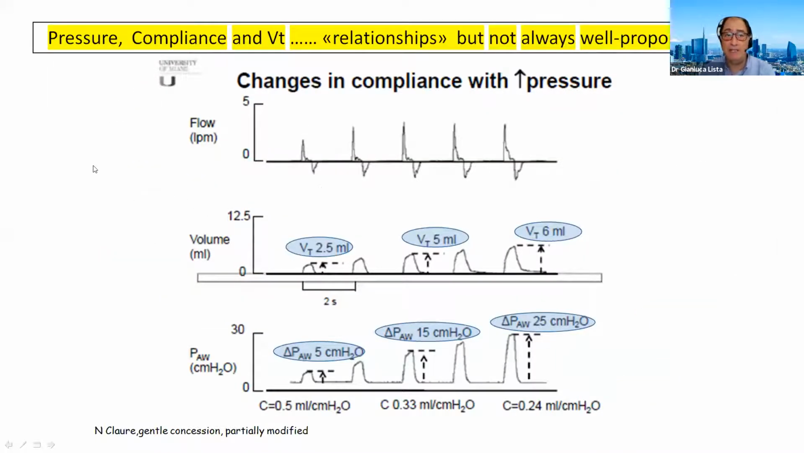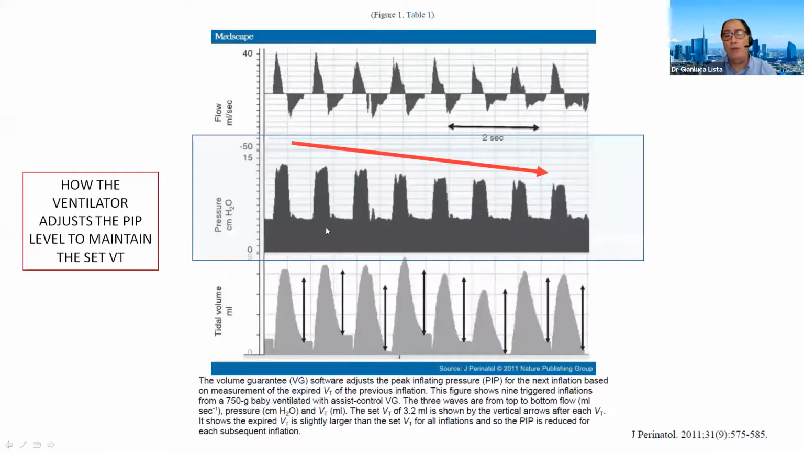And we have to remember that there is not always a good proportion between pressure, compliance, and tidal volume, because if you triple or continue to increase the pressure, there is not always a comparable, proportionate increase of the tidal volume. During, for example, volume guarantee ventilation, observing the pressure curve, you can understand how the ventilator tries to maintain the same tidal volume with a progressive reduction of the peak pressure according to the improvement of the lung compliance.